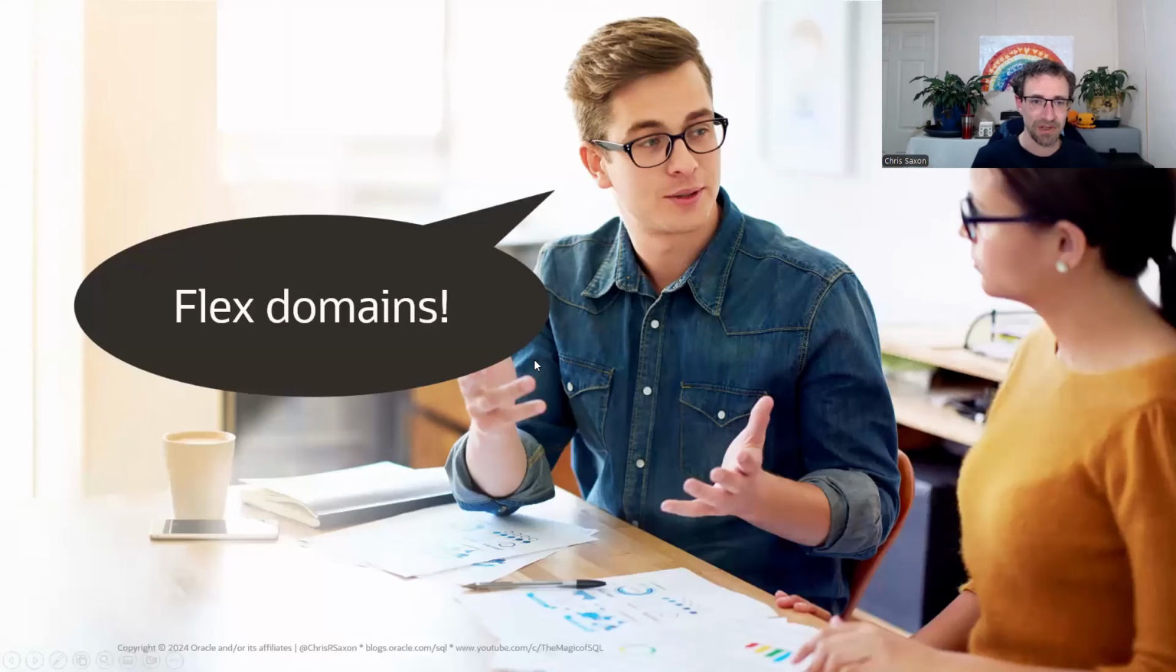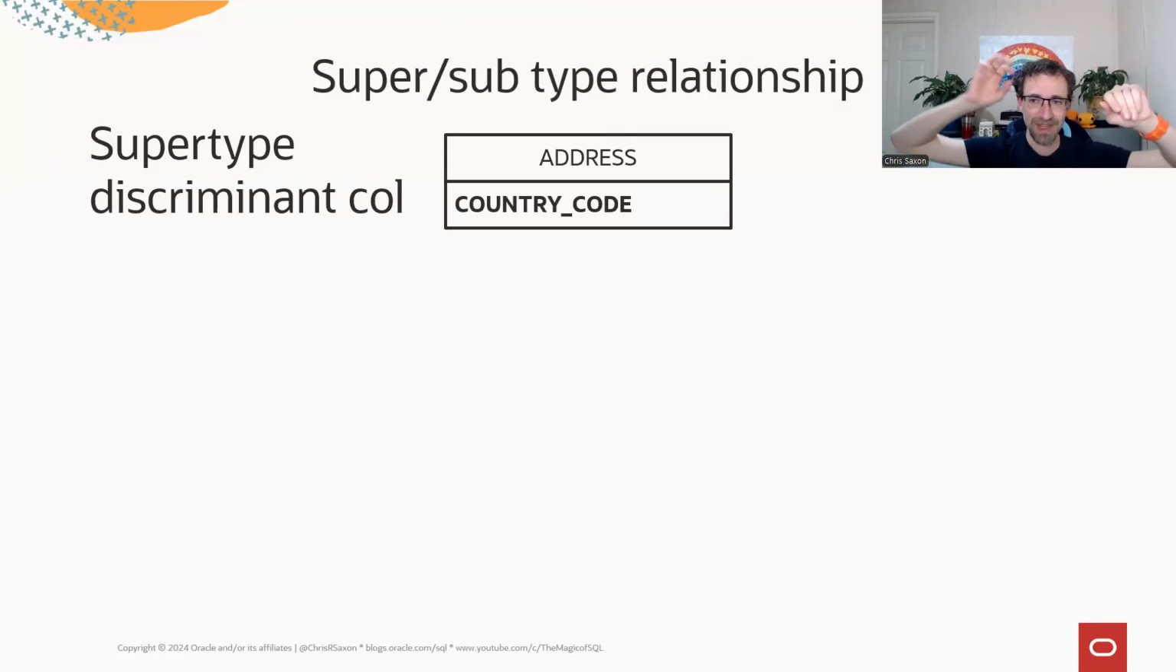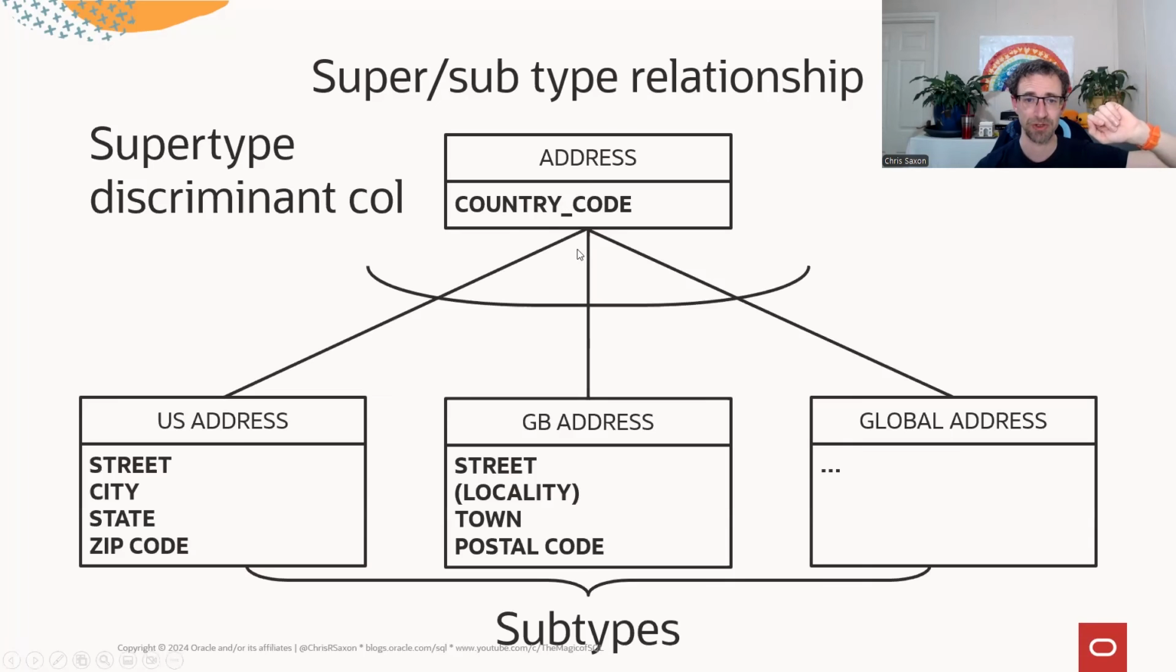So to get around this, we've come up with the concept of flex domains. These define a supertype subtype relationship. The supertype is your flexible domain, and that has a discriminant column, the column which chooses which subdomain to use. So the country code in this case. The address has the country code, and then we choose the subdomains based on that country code.